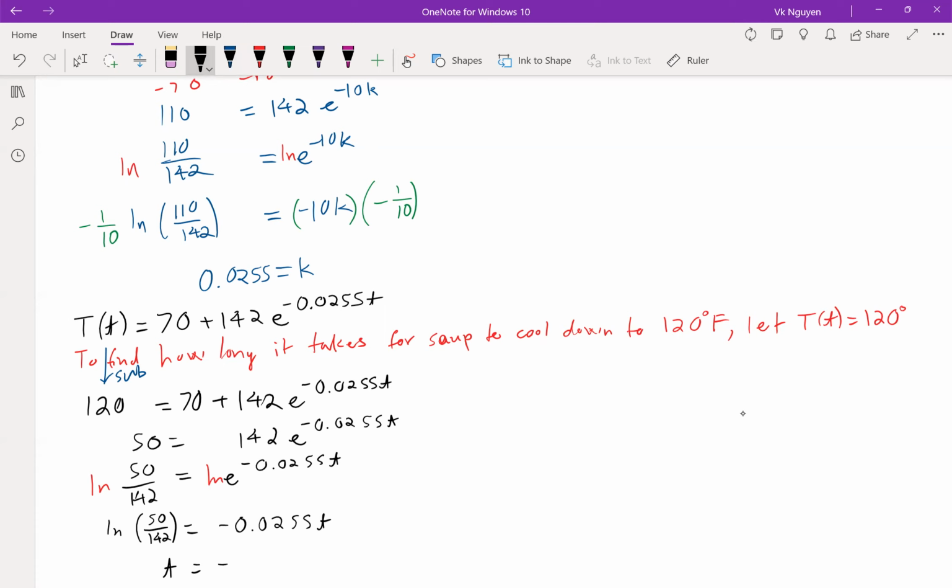t is negative 1 over 0.0255 multiplied by ln of 50 over 142. Plug this in the calculator and that is 40.93, approximately 41 minutes. Oh, a long time to wait.